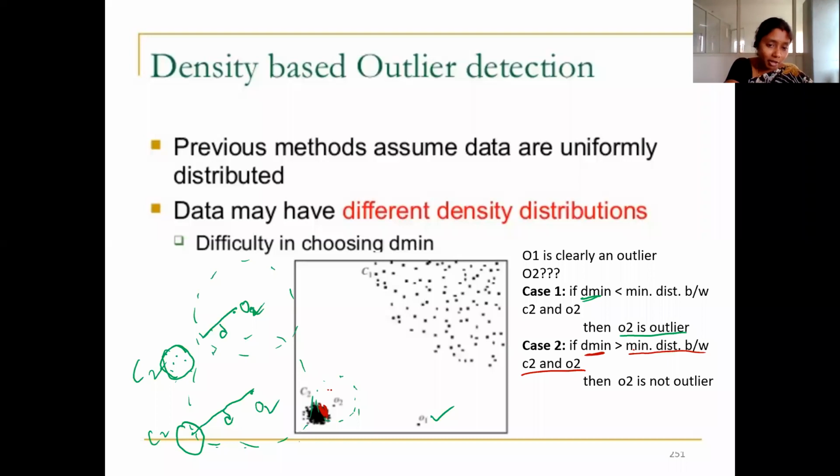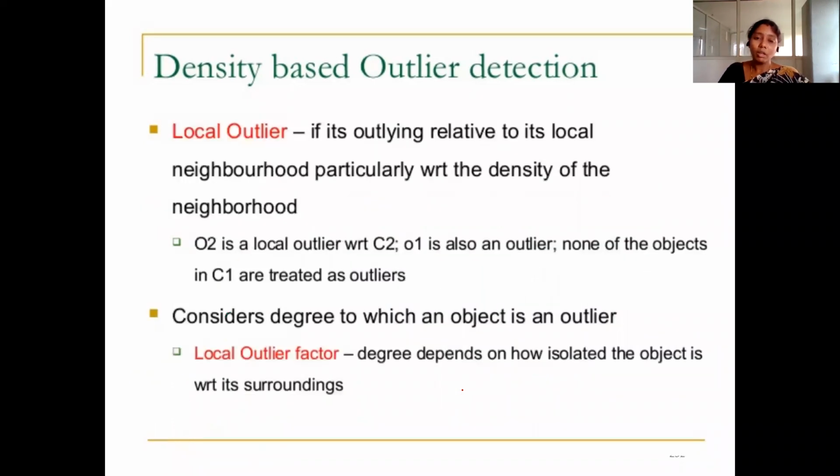And here you have one more new concept, that is local outlier. So there are two kinds of outliers, local outlier and global outlier. If you consider the global outlier, O1 is purely a global outlier, whereas O2 is a local outlier, nearer to C2, right? If it's outlying relative to its local neighborhood, particularly with respect to the density of the neighborhood, then it is a local outlier. So O2 is a local outlier with respect to C2. O1 is also an outlier. None of the objects in C1 are treated as outliers.